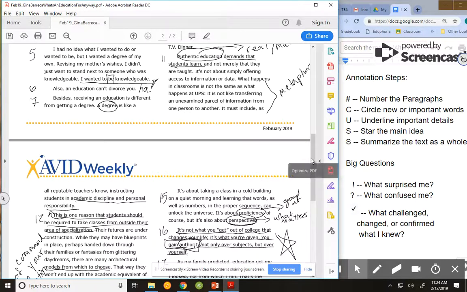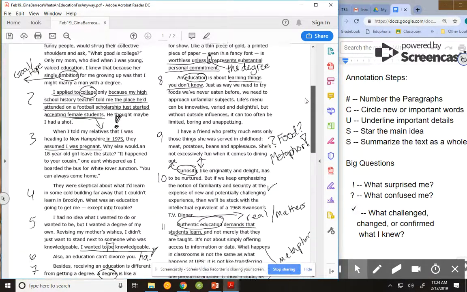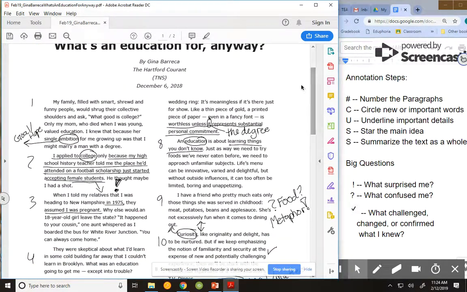The next step is circle new or important words. My kids like to circle words and then not define them, which defeats the purpose. I tell them that the definition can be done in just one or two words. We see an example of this in the very first paragraph. Some students might not know what the word ambition means, so they would circle it, draw a little arrow to the side, and say it's a goal or a hope. That would be enough to work with as they go through.